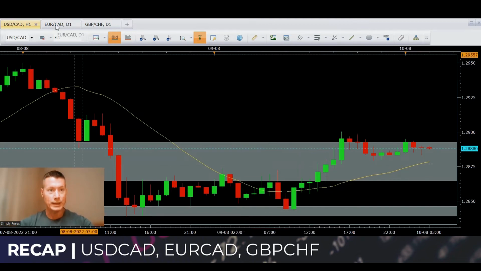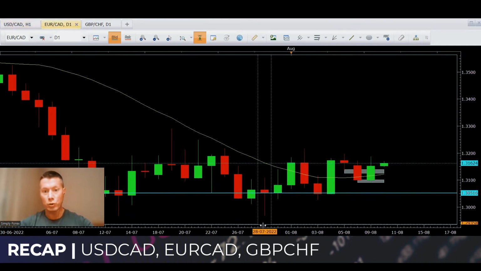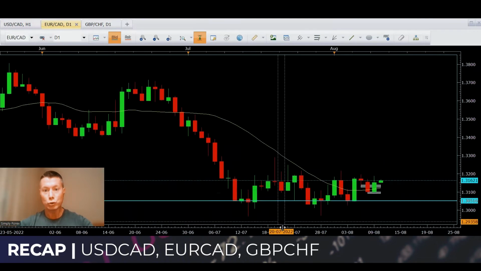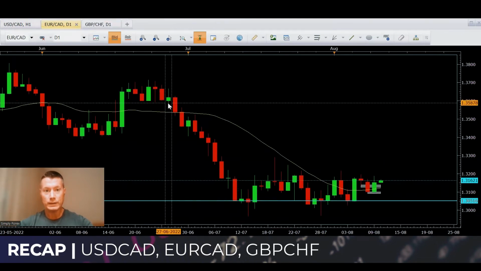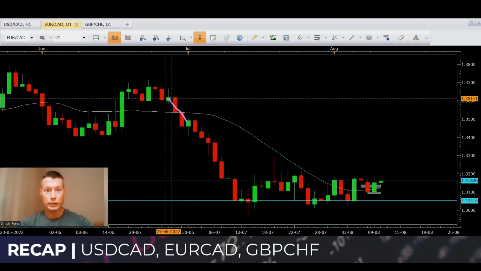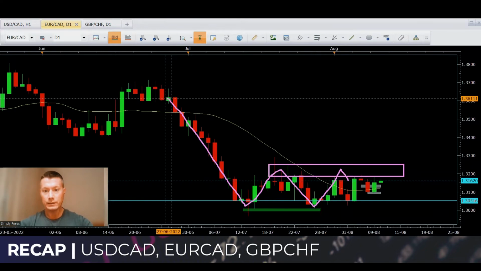Next one was this from yesterday. This was the euro against the Canadian dollar, and we were looking to short this pair. Price is in a downtrend. It's coming down, we had lower lows, but then really it's been ranging. This area here, these last highs and these last lows here, is the range that it's in.